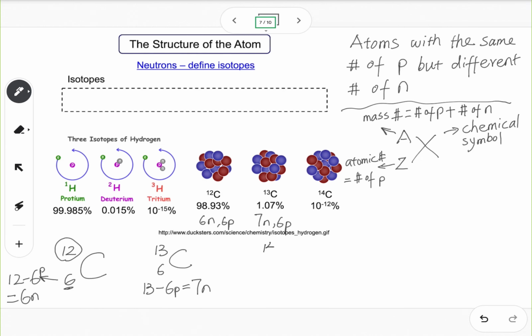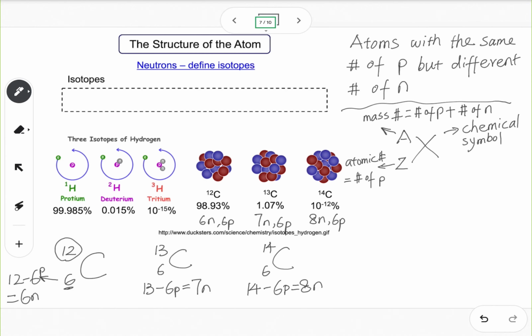Carbon 14, again 6 protons. This time 14 minus 6 protons equals 8 neutrons. So 8 neutrons for carbon 14 and 6 protons for carbon 14. So again, 3 isotopes, same number of protons but different number of neutrons. That is how we use neutrons to define isotopes.